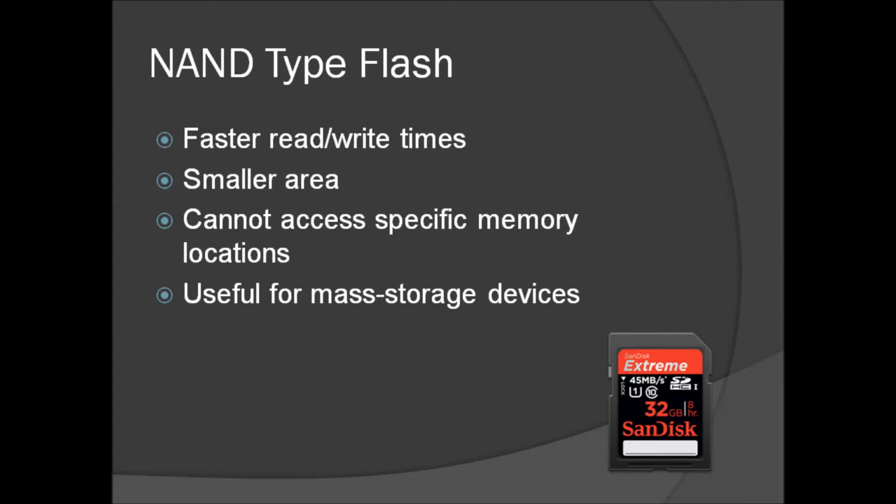NAND-type flash memory has much faster read and write times and also takes up a smaller area, allowing for greater data storage than in NOR-type flash. The downside is that information cannot be accessed bit by bit, but rather in data structures known as blocks. This means that NAND-structured flash memory cannot be used as a primary device storage in devices such as computer processors that require individual memory addresses, but proves to be rather useful in secondary mass storage such as SD cards and USB flash drives.